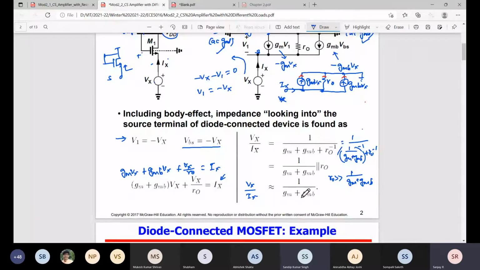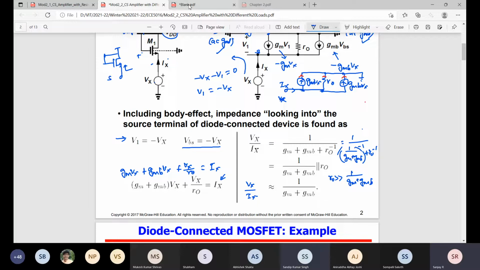And what is the corresponding term for body effect? gmb. So gm will become gm plus gmb. It will be small only. Ideally gm is much higher than gmb, so you can also approximate 1 by gm, that is, 1 by gm with some body effect included.